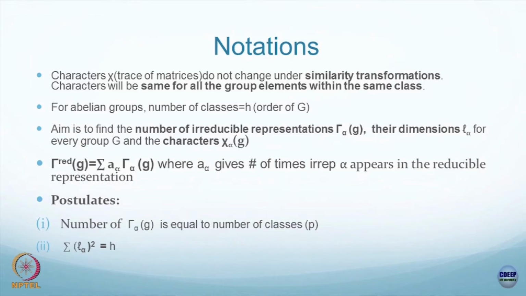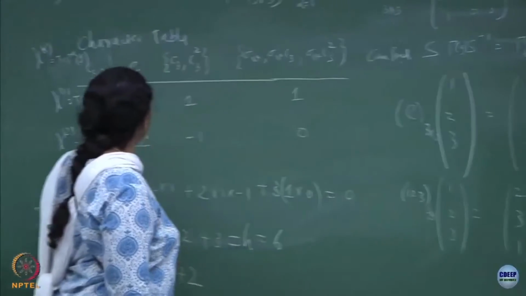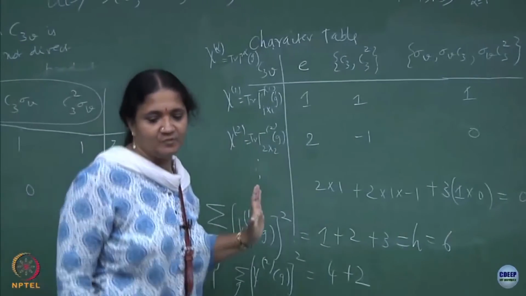Postulates. I am going to now postulate blindly. Okay. This can be proven, but I am not going to prove it in this course. Anybody who is interested can take a look at Hammermesh and prove it. The number of irreps, irreducible representations, is always equal to the number of classes. Okay. So, how many classes are here? It is 1, 2 and 3. Okay. I will find only 3 irreps, that is it.